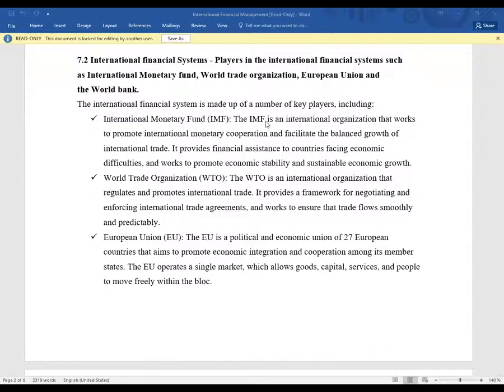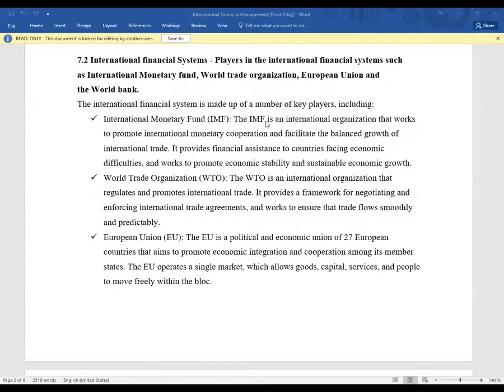I would straight away go for the international financial system, which is made up of a number of key players, including the IMF. The IMF is an international organization that works to promote international monetary cooperation and facilitate the balanced growth of international trade. It provides financial assistance to countries facing economic difficulties and works to promote economic stability and sustainable economic growth. Ladies and gentlemen, remember, the main aim of the International Monetary Fund is stabilization of exchange rates. Like right now, they are saying, really, you guys in Kenya, you must do quite a lot to ensure that you are able to increase your dollar reserves, right?